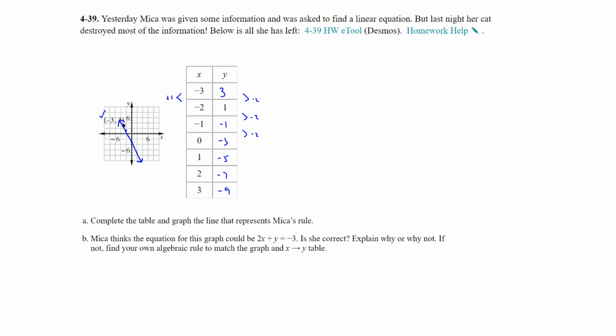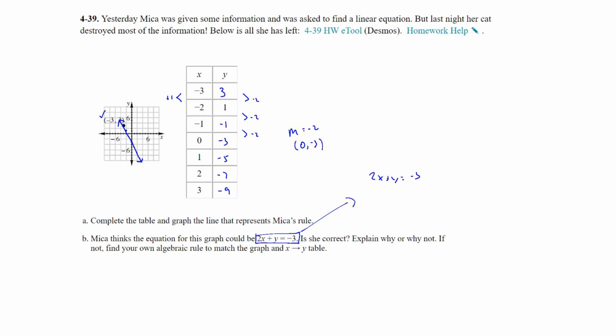Well, we do see that the change in your y's is negative 2 as x goes up by 1. So the slope should be negative 2. And we also see that the y-intercept is (0, negative 3). This equation is not written in slope-intercept form, so why don't we write it in slope-intercept form and see if she is correct.